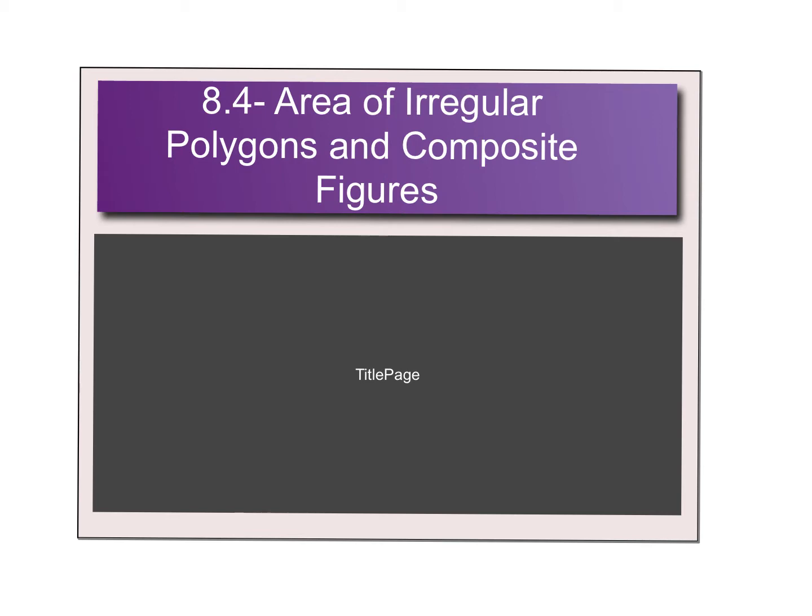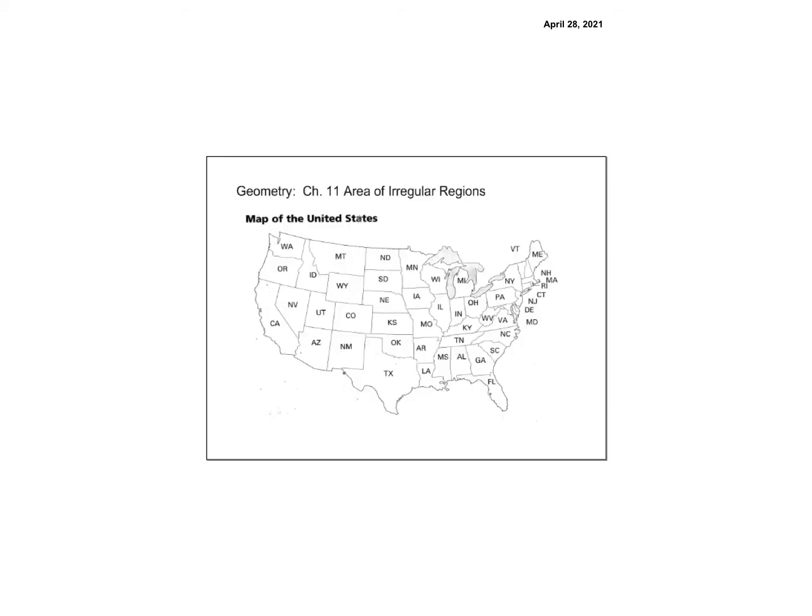So we've been talking a lot about area, so now we're going to take it one step further. What happens when we have irregular polygons or composite figures? What happens when we have those things that don't work out so nicely, that are a little bit trickier to figure out the areas of? So now let's take a look.